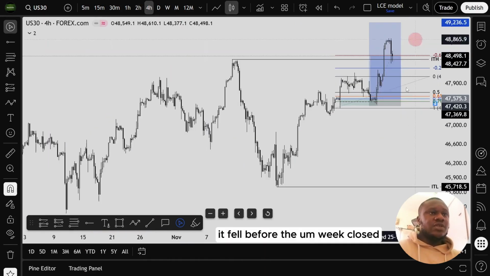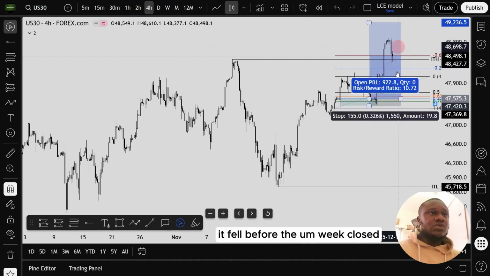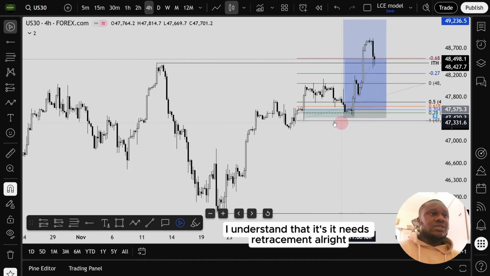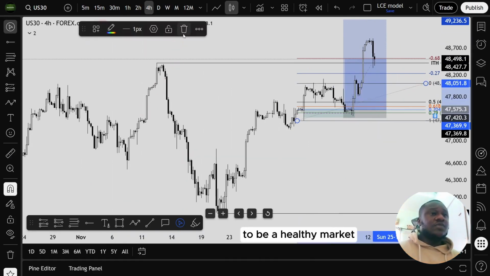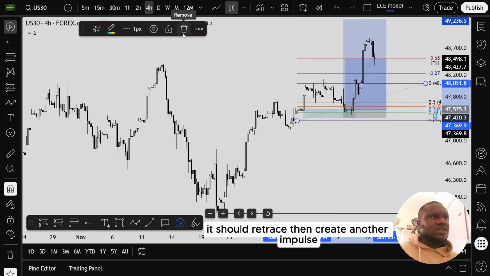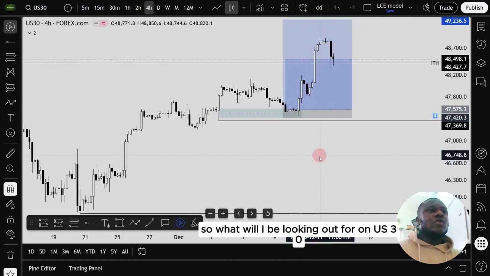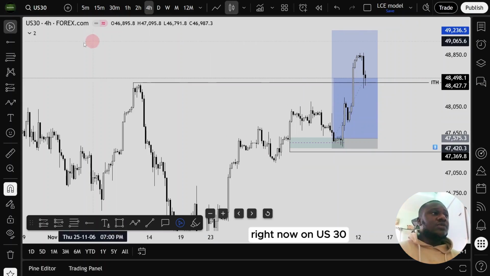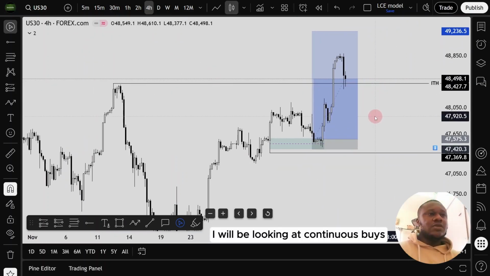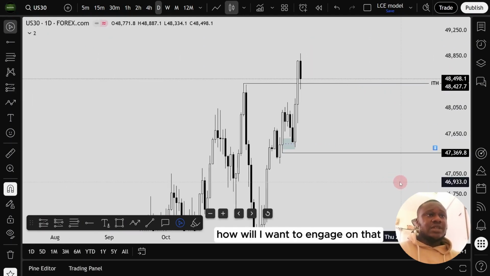It fell before the week closed, but that's not a problem. I understand that it needs retracement, right? To be a healthy market, it should retrace, then create another impulse. So what will I be looking out for on USDT right now? On USDT, I will be looking at continuous buys. How will I want to engage on that?